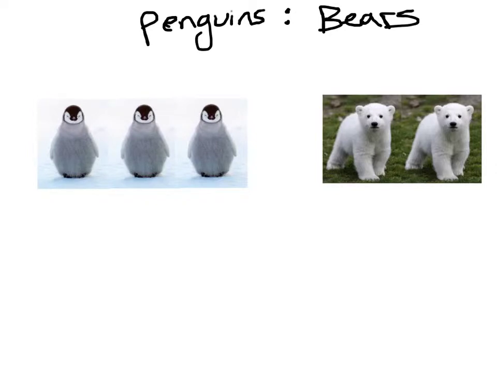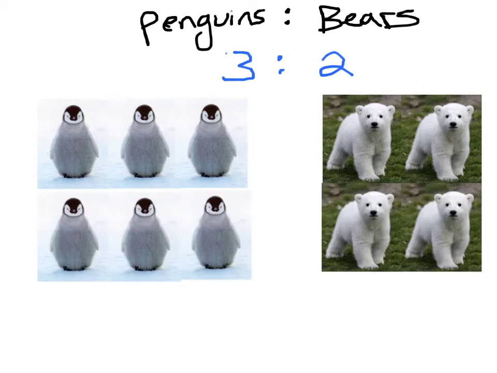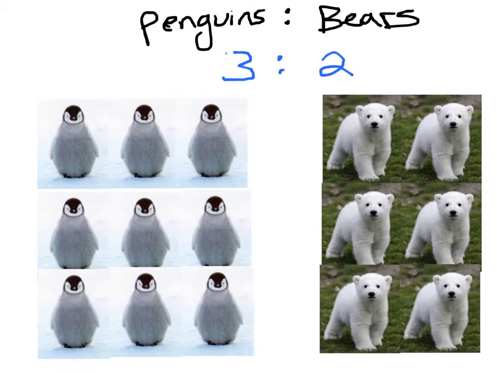Here's another example. The ratio of penguins to bears is 3 to 2. And that means for every 3 penguins there are 2 bears. Now the ratio is, I've got 6 penguins to 4 bears, but that's still 3 to 2, because for every group of 3 penguins, there are 2 bears. And even if we add some more penguins, so now there are 9 penguins, and some more bears, there are 6 bears, the ratio is still 3 to 2, because for every group of 3 penguins, we've got 2 bears.